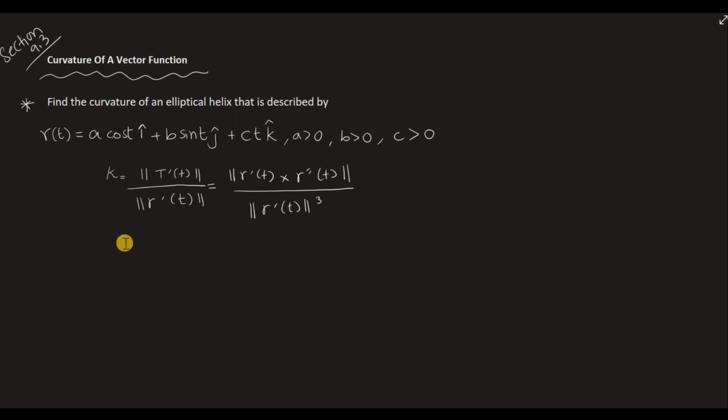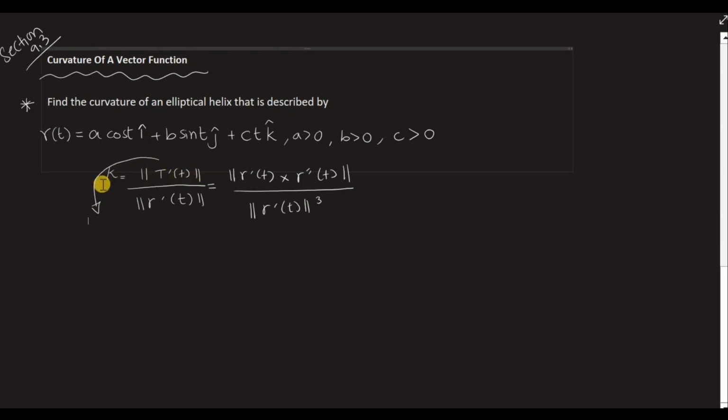Now let's continue with this problem. By the way, you can use the first formula only when you have the tangent vector given. But here, since we do not have the tangent vector given, we're going to be using this formula. And if you want to know how to calculate the unit tangent vector, I've made a video on that. I will provide the link in the description below, so you can check that out. Okay, so let's continue.